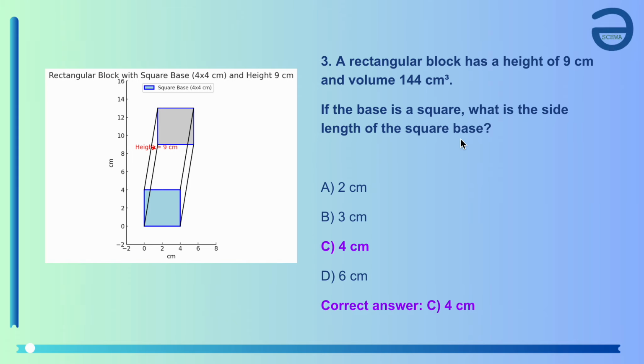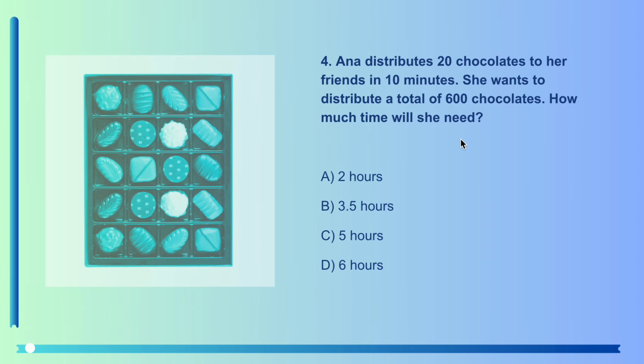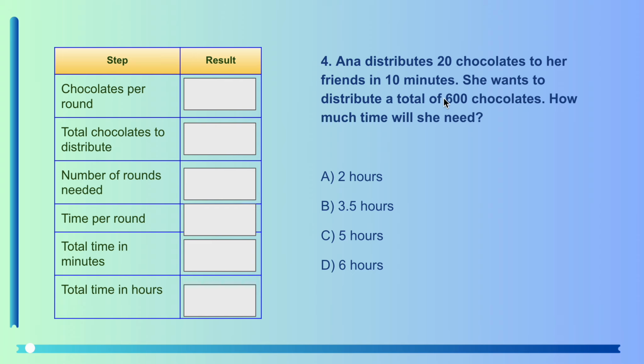Let's go to the next question. Anna distributes 20 chocolates to her friends in 10 minutes. She wants to distribute a total of 600 chocolates. How much time will she need? As you can see, she's got all of these chocolates. So now, for distributing these, she's taking 10 minutes, but she's got a lot more chocolates. So how many chocolates per round? That's 20. How many total? That's 600.